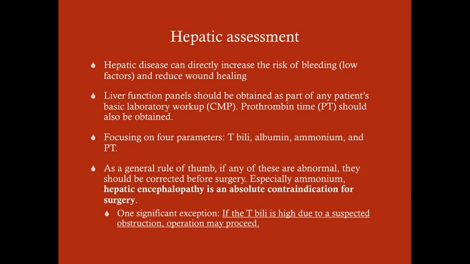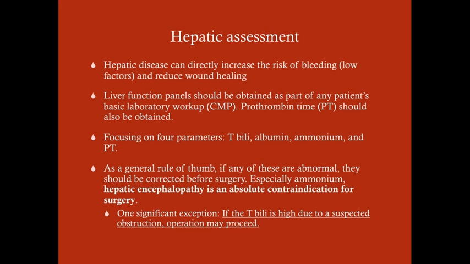And the mortality rate for patients who get surgery while in hepatic encephalopathy is about 80%. So 4 out of 5, that's pretty bad. So any of these values, total bilirubin, albumin, ammonium, or PT, should be corrected prior to surgery.